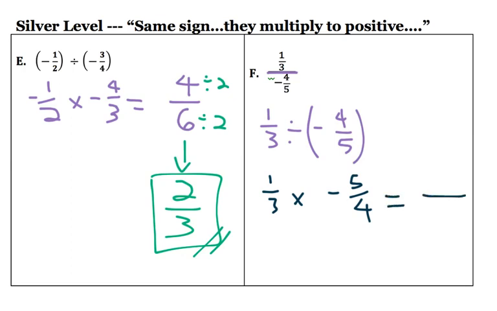Now I multiply across. 1 times 5 is 5, 3 times 4 is 12, but pay attention, this is a positive, this one's a negative, and if you multiply two numbers with different signs, the product is going to be a negative.